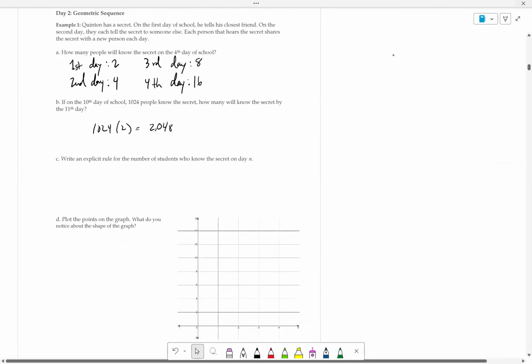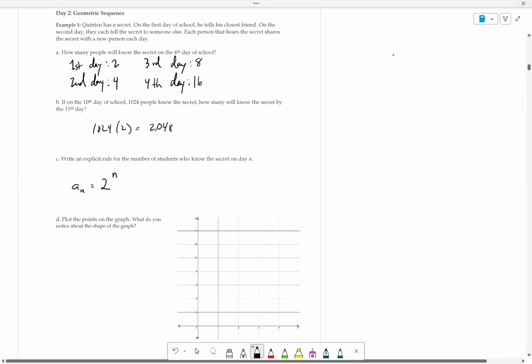Some secret. Write an explicit rule for the number of students who know the secret on day N. Did anyone get this? Let's say N, 2 to the N power. And since it's an explicit rule, I need to have an equal sign in here. So we'll say that A sub N is equal to 2 to the nth power.